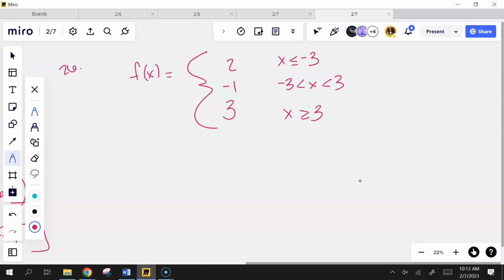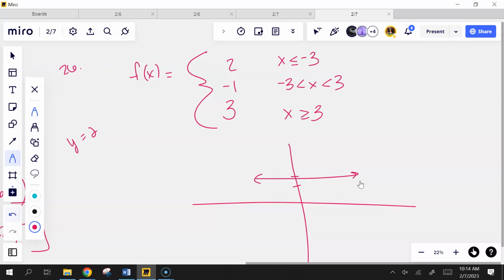Okay, so these are all horizontal lines, right? Because y equals 2, y equals -1, and y equals 3. Those lines all look horizontal, right? If I asked you to graph y equals 2, that just means you go to 2 and you do that, right? There's no x or anything in it. So that's what I'm doing, but the difference is I'm only doing it when x is smaller than -3.